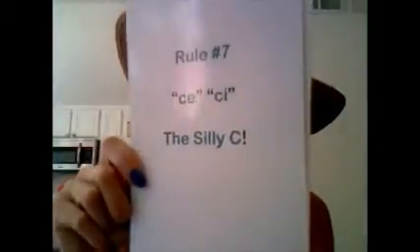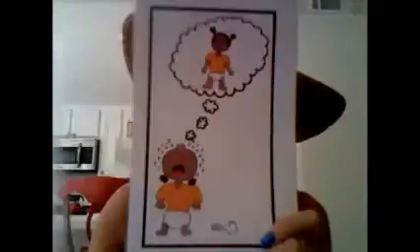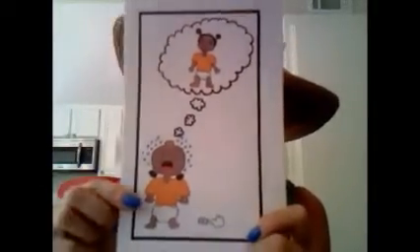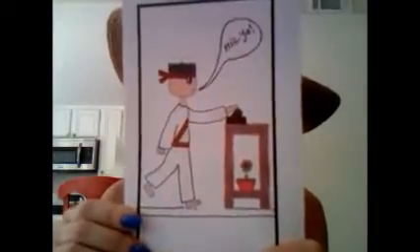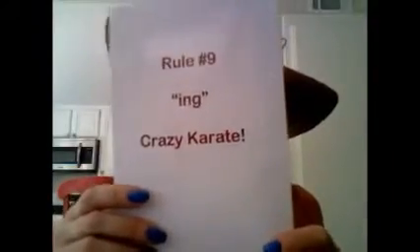7, 8, j, j, j, j, j. I want to be a J. 9, ing, hiya. Chop it off and put it back on.